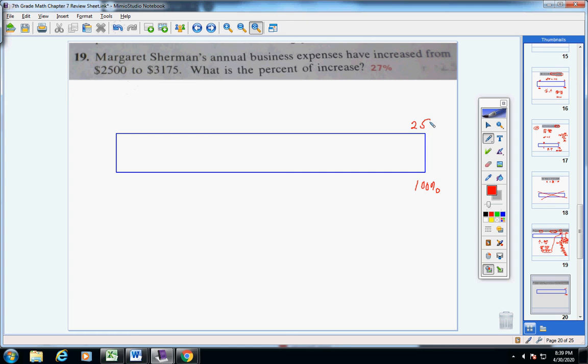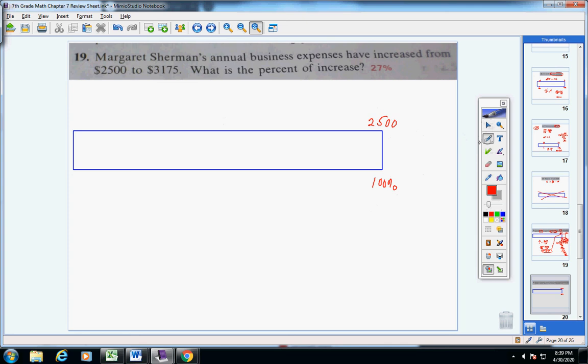All right. Now, it says they have increased. So we're going to move to the right. And we're going to move to the right up to 3,175. Okay, so here we go. Here we go. 3,175. So this is my x.